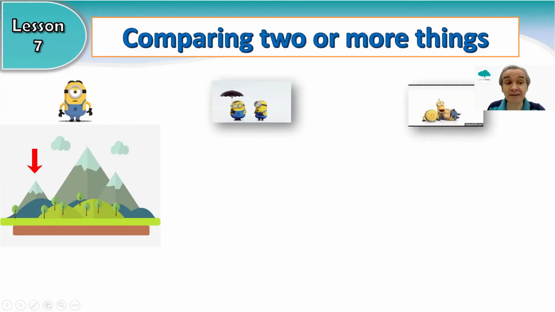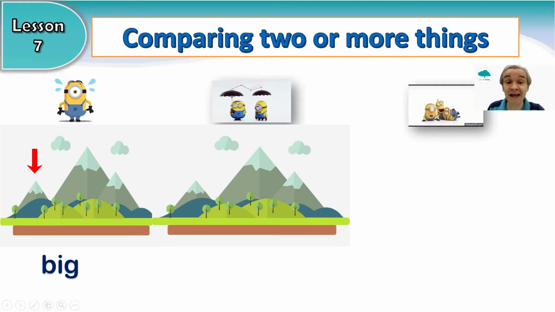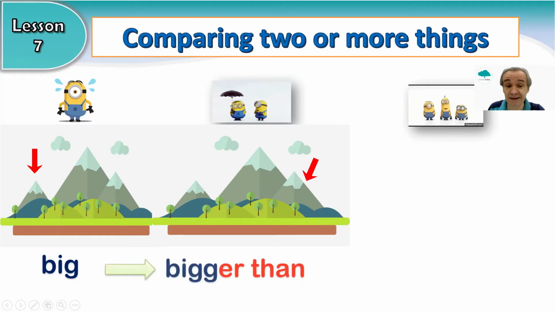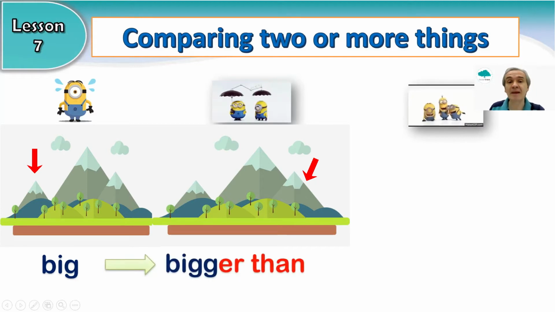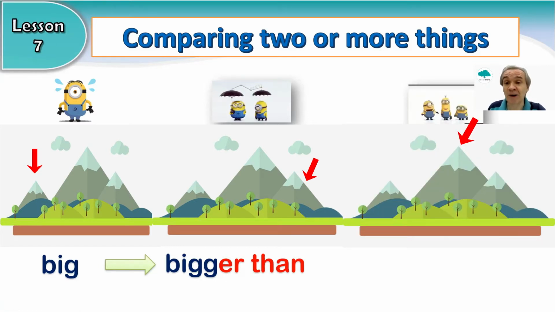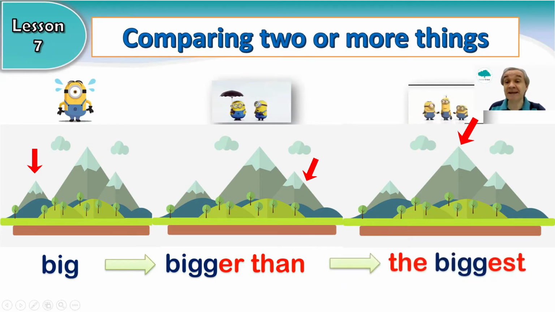And here we have a mountain. Now the mountain is very big. Now when we have two mountains together, we can say this mountain is bigger than. And finally, when we have more than two mountains, we talk about all the mountains in the world, we have the biggest. So this is the biggest mountain.